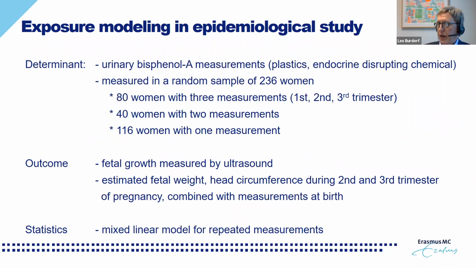And this is the data set we had. So we had 236 women with at least one measurement. So we had urine samples of these women, and we could measure bisphenol A in the urine. And bisphenol A is linked to plastics, and it is regarded as an endocrine disrupting chemical. We had 40 women where we had 2 measurements, 80 women with 3 measurements, and 160 women with 1 measurement.